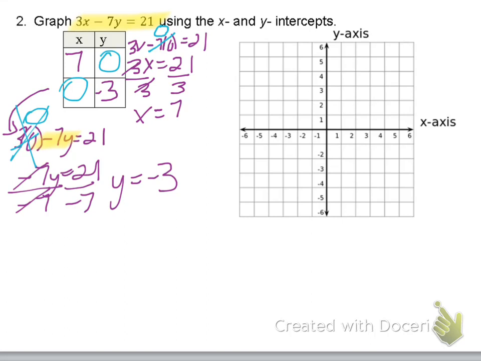So if we're going to graph it, the graph I copied in here is a little too small, so we'll just add another box here. Our first point for crossing the x-axis is 7, 0. So we go over 7 and we don't go up or down any. Just put our point there right on the x-axis. And then the y-intercept is negative 3, so we go down to negative 3 and put our point there. My stylus doesn't seem to want to work here. There we go. And then we can just connect them.